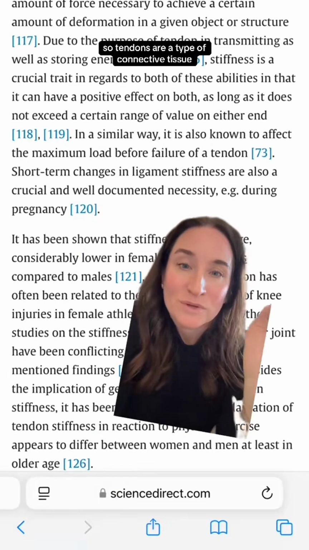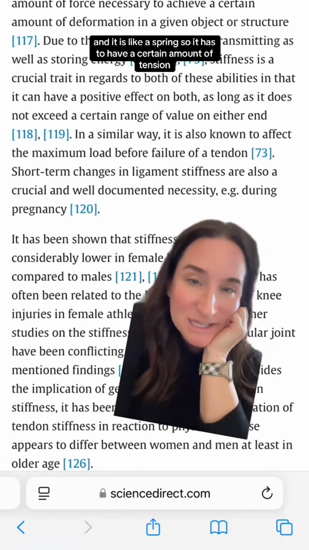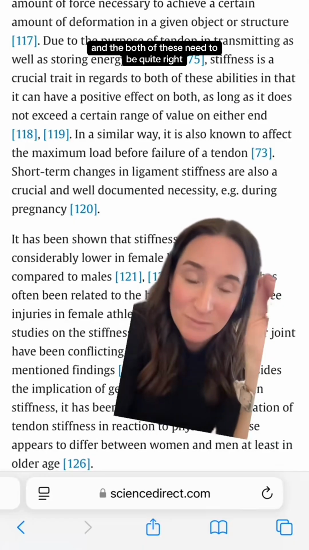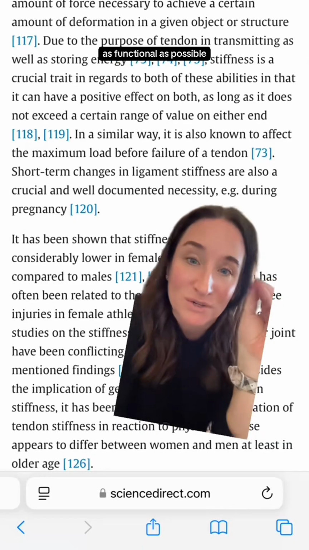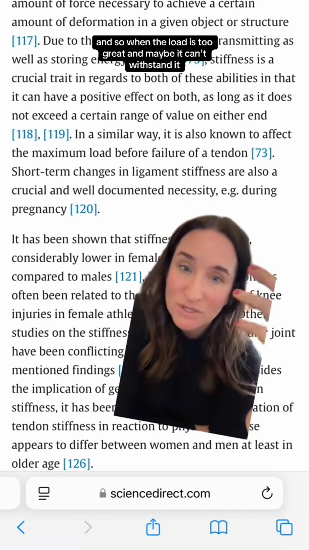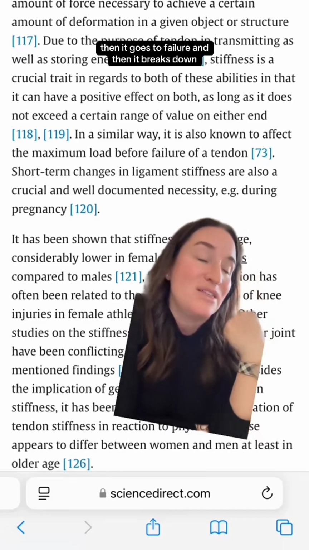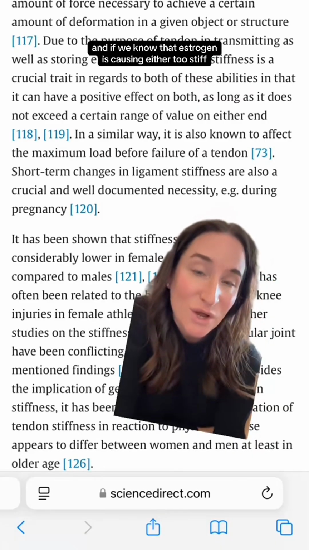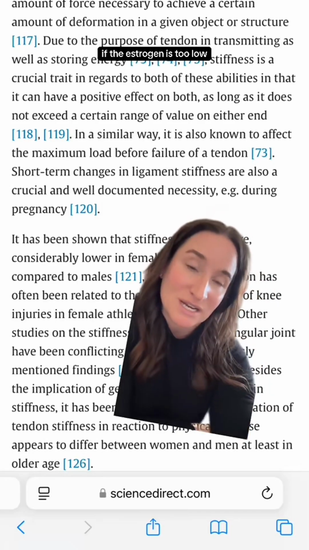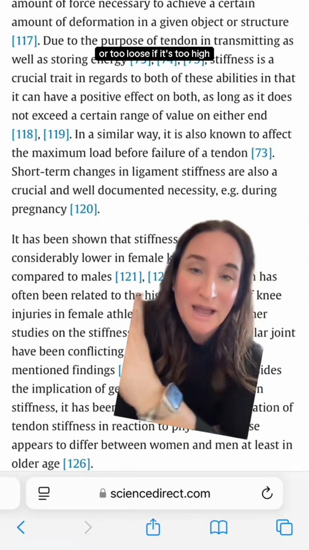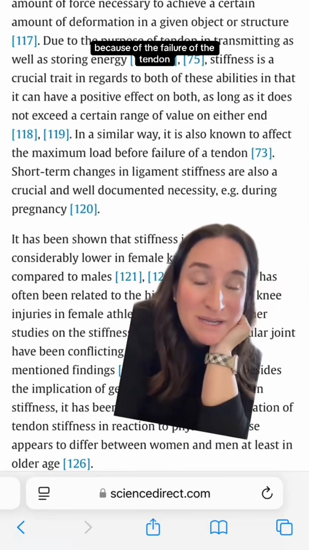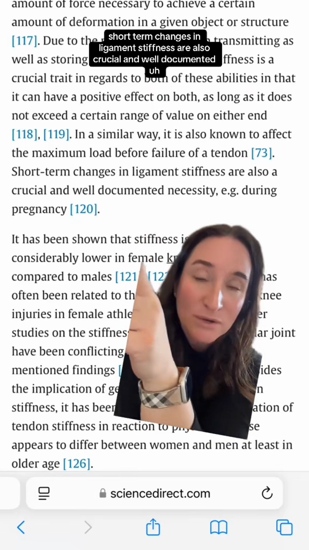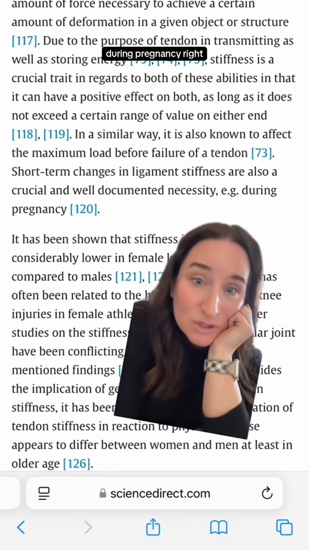but we know at least a few things. Tendons are a type of connective tissue, and a tendon is like a spring. It has to have a certain amount of tension and a certain amount of stiffness, and both of these need to be quite right so it can be as functional as possible. And when the load is too great and it can't withstand it, it goes to failure and then it breaks down. If estrogen is causing either too stiff, if the estrogen is too low, or too loose, if it's too high, there are different types of injuries that can happen because of the failure of the tendon. And short-term changes in ligament stiffness are also crucial and well documented during pregnancy, right?